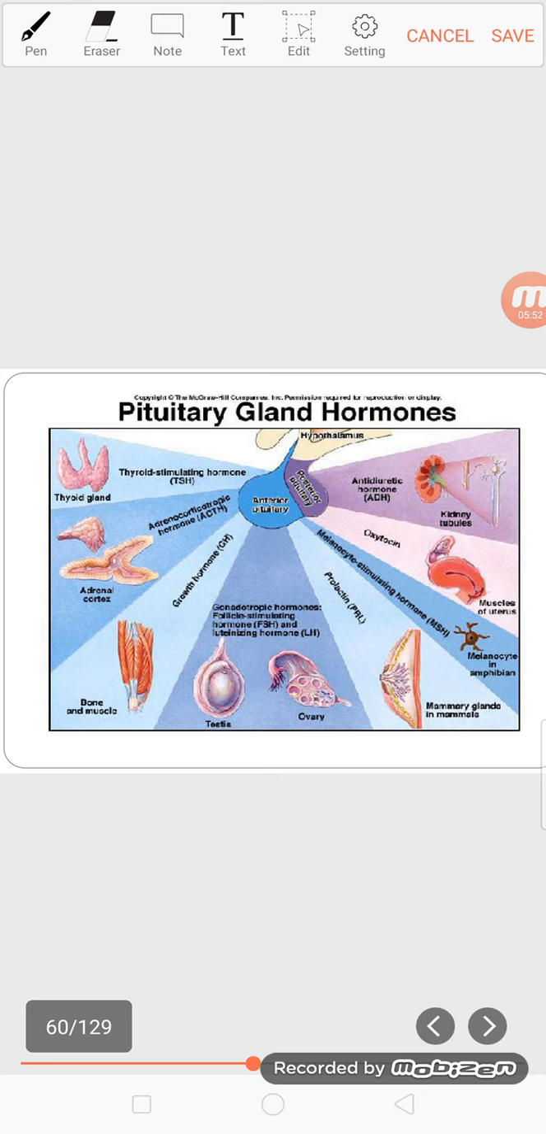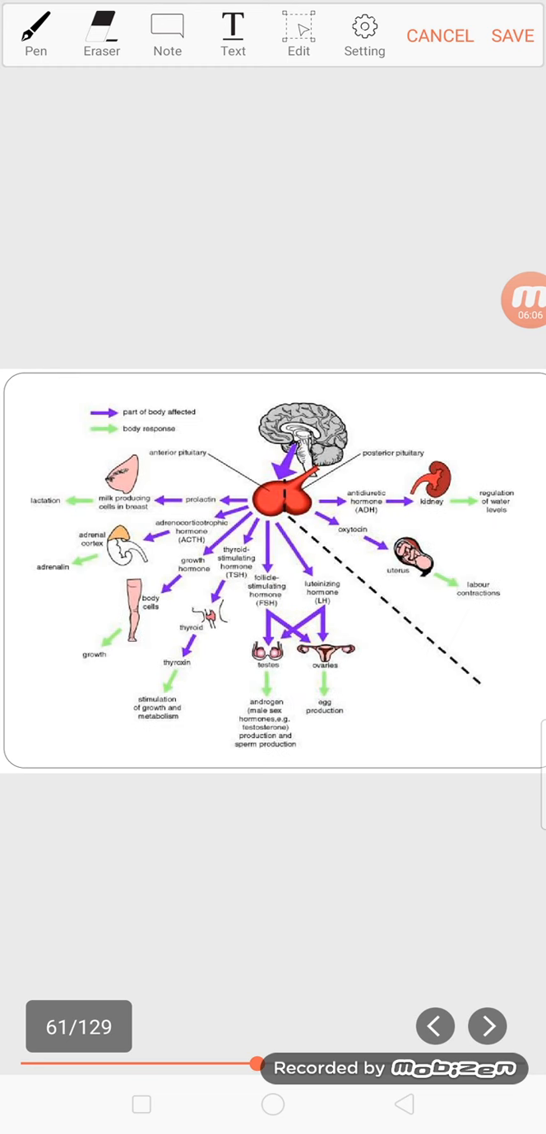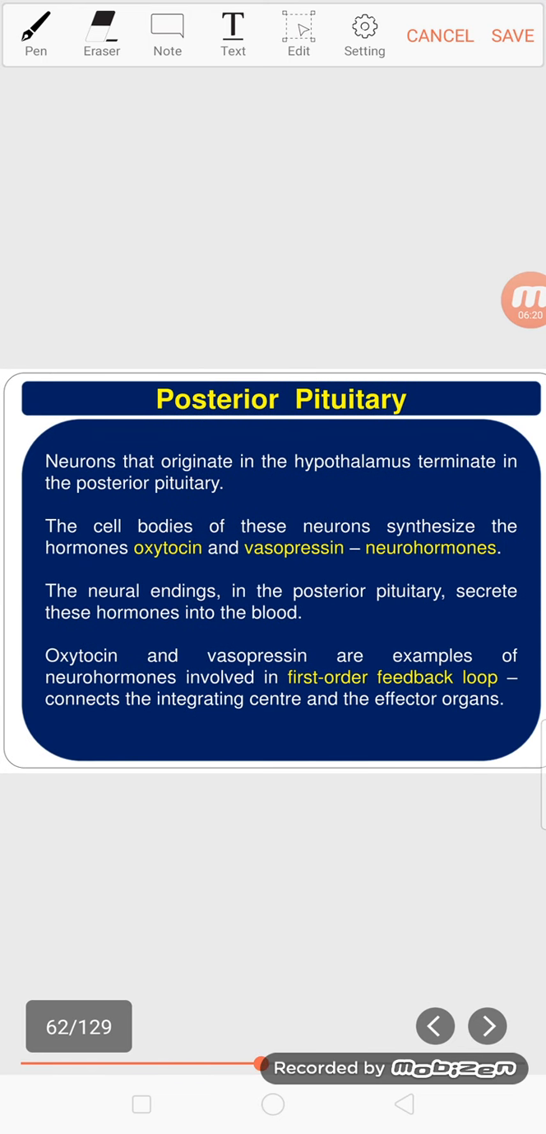Okay, this slide is about pituitary gland hormones. Every hormone here will go to another endocrine gland, or it will go to the target organ or target cells. This is another way to show you the hormones secreted by the pituitary and where they go. This slide is the explanation of the posterior pituitary just now.